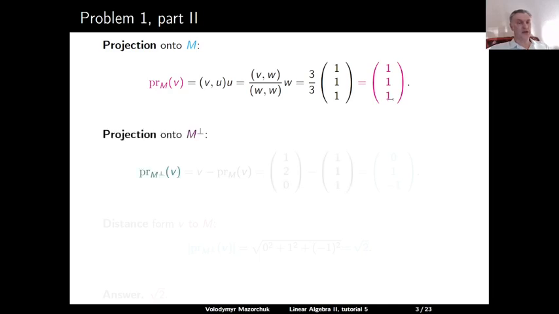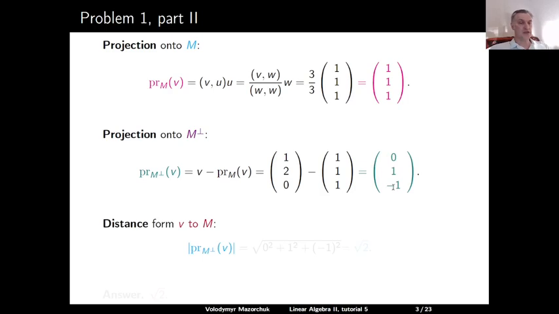So now we can determine the projection of V onto M's orthogonal complement. For this, we just take V and subtract the projection of V onto M. So we take the vector 1, 2, 0 and subtract 1, 1, 0. The outcome is the vector 0, 1, minus 1.